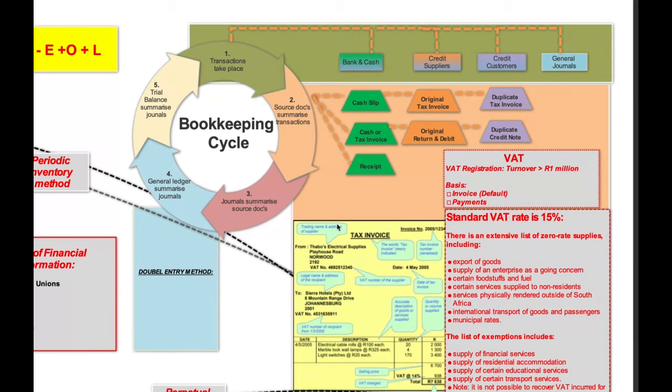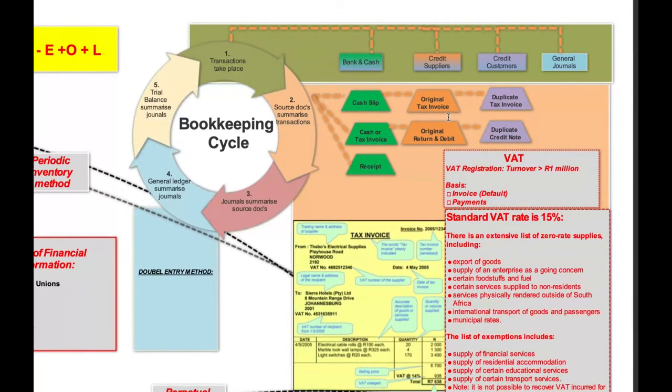Then we move to the next thing in the bookkeeping cycle, which is source documents. We know source documents: we could get a cash slip or a cash tax invoice, or we can get a receipt. Oftentimes we mix these three and don't tend to separate them all too much, although we should, because they're not exactly the same thing. Those are the different types of source documents we can get.